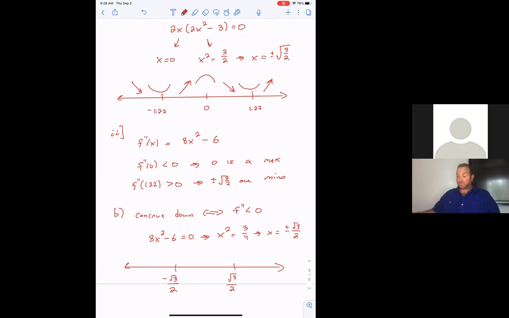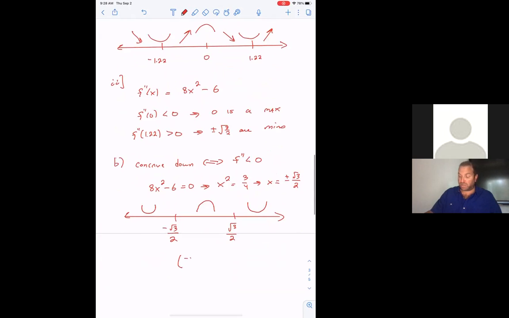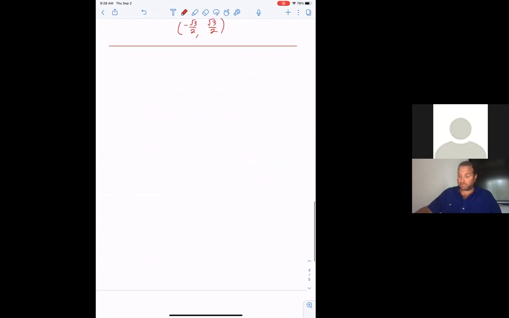And then I'll plug in a number in each part to see where the second derivative is negative. If I plug in something bigger than the square root of 3/2, like 100, then it's positive, which means I'm concave up. If I plug in 0, it's negative, I'm concave down. And if I plug in negative 100, it's positive again, I'm concave up. So the answer here is from negative square root of 3 over 2 to positive square root of 3 over 2, where the function is concave down. Hopefully that makes sense. Let's do another example.